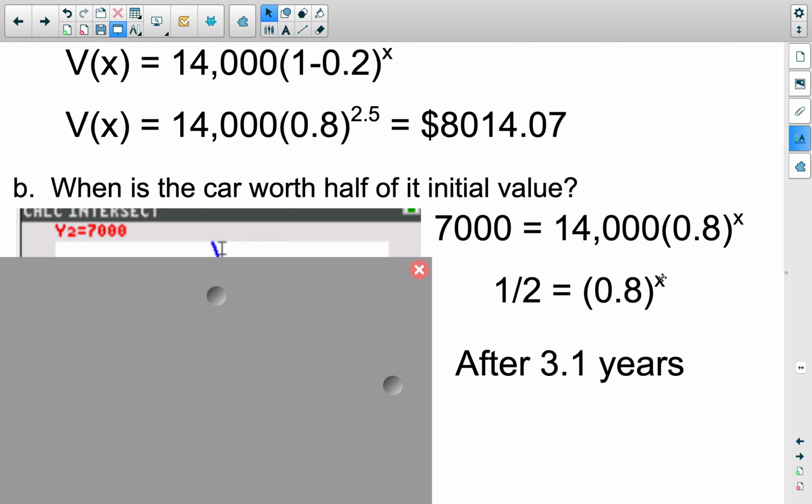I want to know when x is going to equal that. So I could pick up my calculator and just guess and check. I know that it's going to be more than 2.5 years, right? Because this wasn't quite to 7,000. So I could try 3 and I could try 4. And if I get really particular, I'm going to see that about 3.1 for x is going to make that equal half of its value.